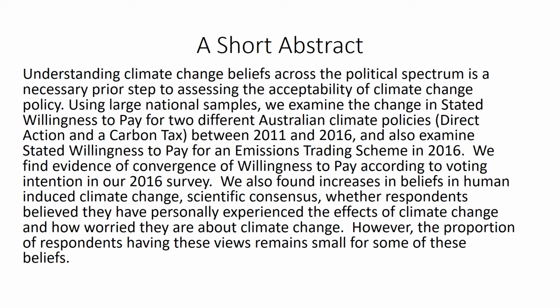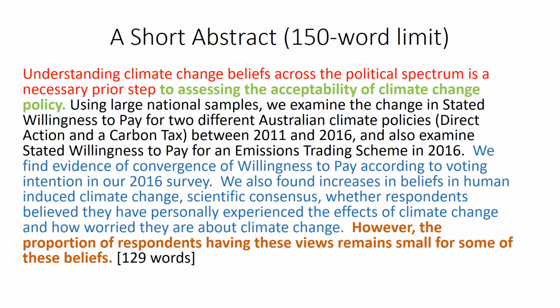Here's an example of a short abstract. It's 129 words. It's 129 words because there's a word limit of that journal of 150 words. Let's just look at that abstract in a different way and try to focus on its context, need, method, outcome, and conclusions. Okay, so what I've done is highlight the context in red, the need in green, the method in black, the outcome or results in blue, and the conclusions or implications in brown.